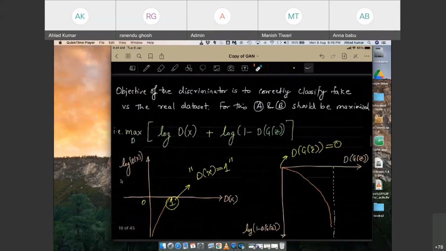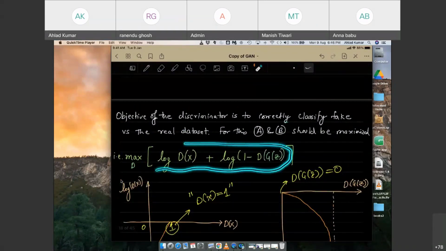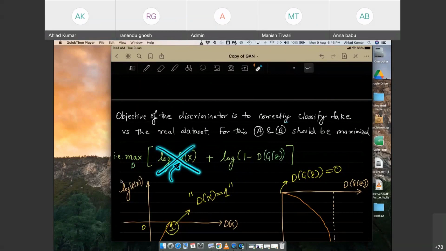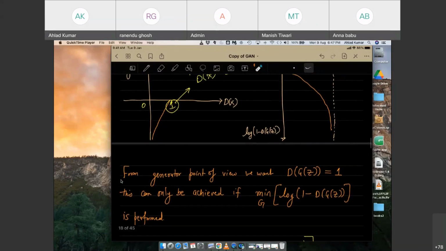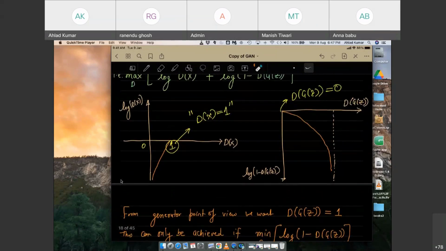Now if you look at this function, there is only one term which involves G, this one. There is no term involving G here. So we will discard this and focus on this term. What we are now saying is, if we do a minimization operation on this log of 1 minus D of G of z, are we able to get this particular objective, 1 equal to 1, or not? This is again the same question. Now this curve is similar to the curve we have already discussed here. This is the log of 1 minus D of G of z.